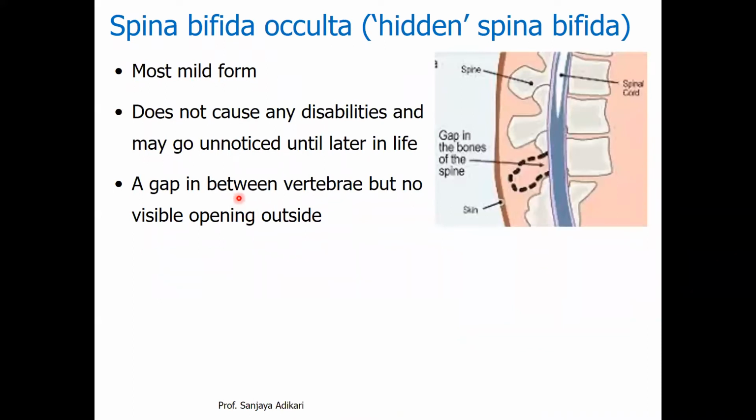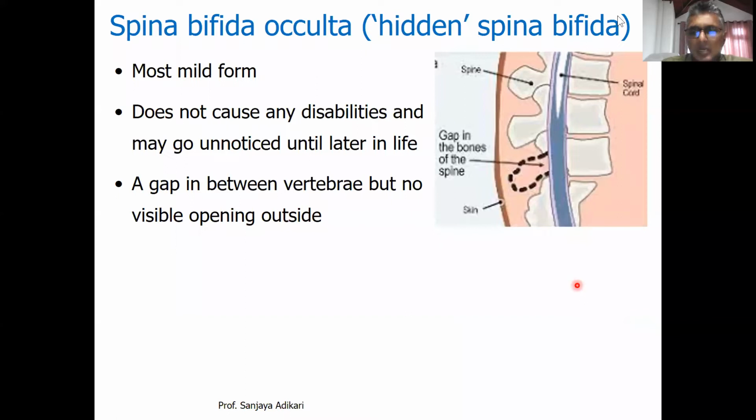Now, spina bifida occulta, the first one. Occulta means it's not seen outside. We can also call it hidden spina bifida. You cannot detect it. It's the most mild form. It has no effect on the neurological system. Only thing is you can have some unstable features of the spine and all. You might have to correct it.